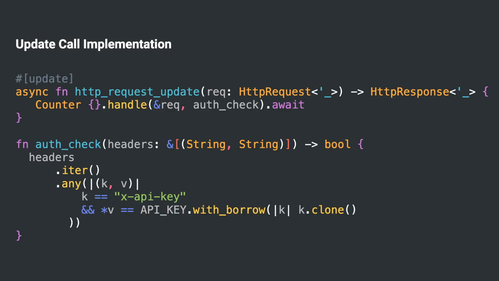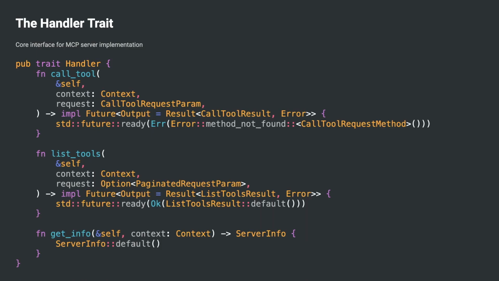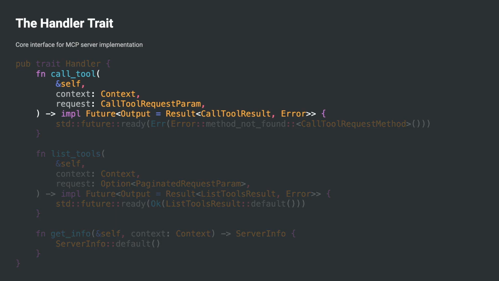Before we dive into the implementation details, let's understand the core interface that every MCP server must implement, the handler trait. This trait defines three essential methods that form the foundation of any MCP server. Let's examine each one. First, we have the callTool method. This is where the actual tool execution logic lives. When a client requests to use a tool, this method handles the request and returns the result.